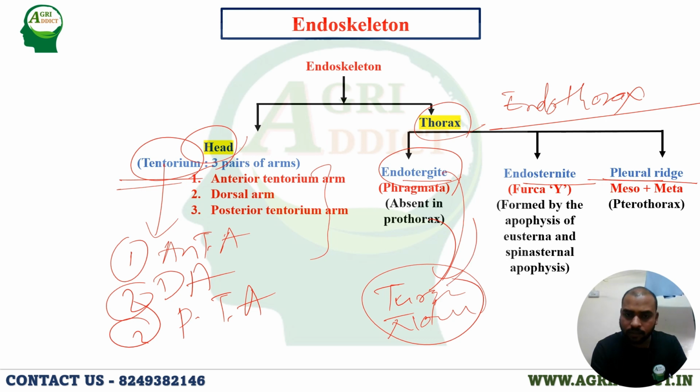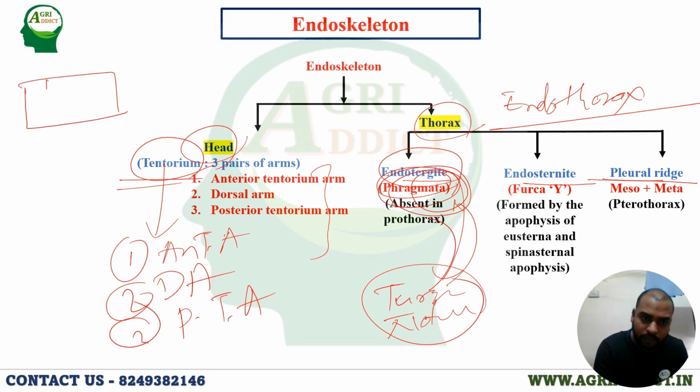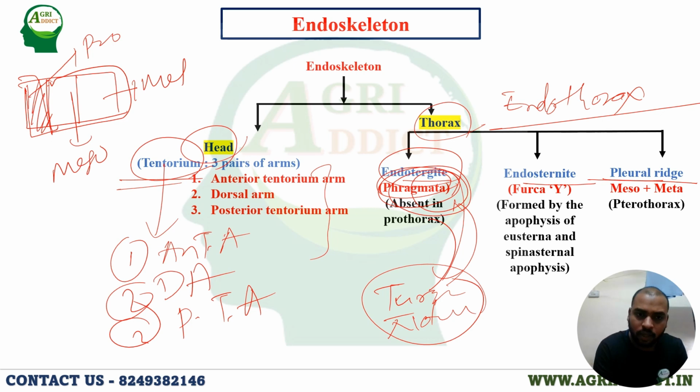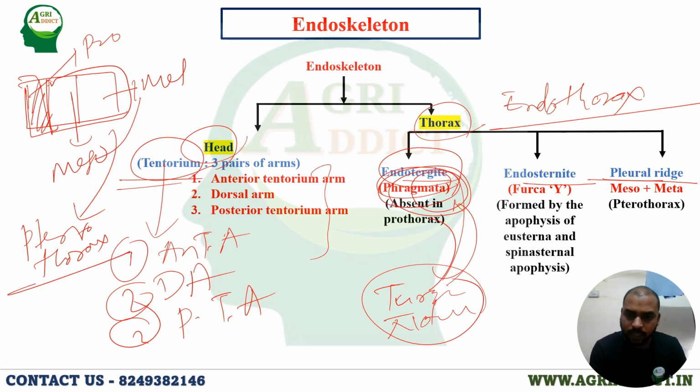In case of the endotergite, tergite, that is tergum or notum, another structure is present called the phragmata. The question will come, where is the phragmata present? The phragmata is present only in the pterothorax. You see here the thorax has three different parts: prothorax, mesothorax and metathorax. In the prothorax, this phragmata is not present. Only in meso and metathorax this phragmata is present. So combinedly this is called pterothorax. And in case of sternite, a special structure is called furca, that is Y-shaped.